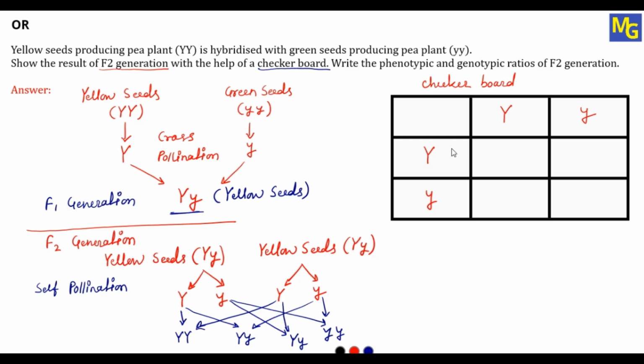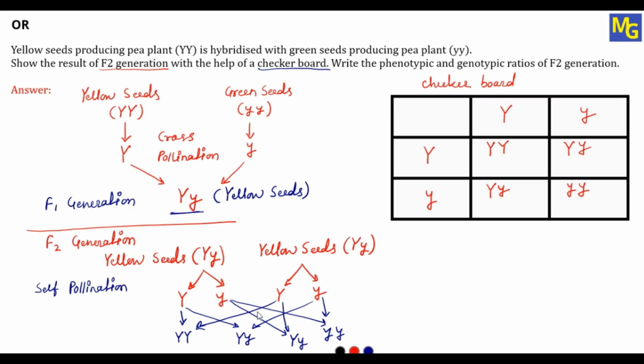Now if you combine this capital Y and capital Y, we will get capital Y, capital Y. Second, this Y and this small y, we will get capital Y and small y. Then this small y and this capital Y, again we will get capital Y, small y. This small y and this small y will give small y and small y. So if you compare this with the earlier one which we have done here, all are the same.